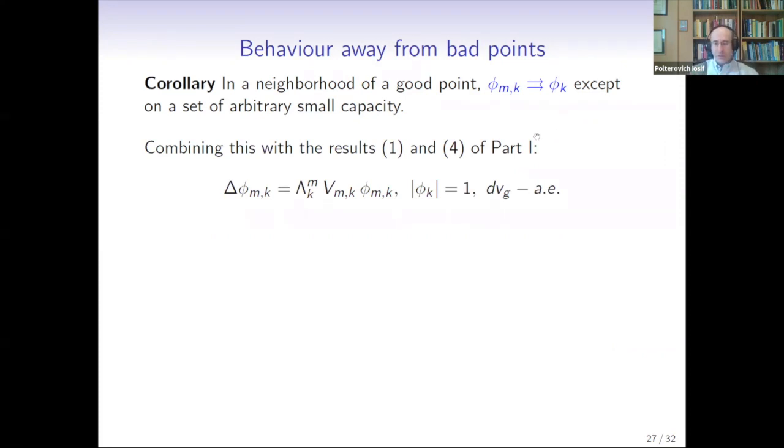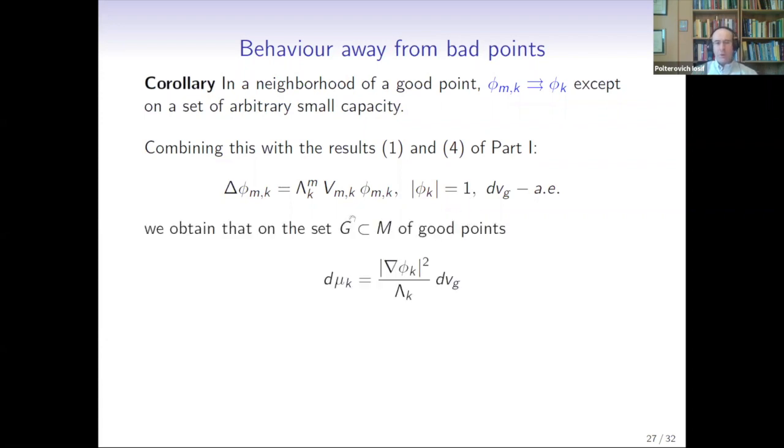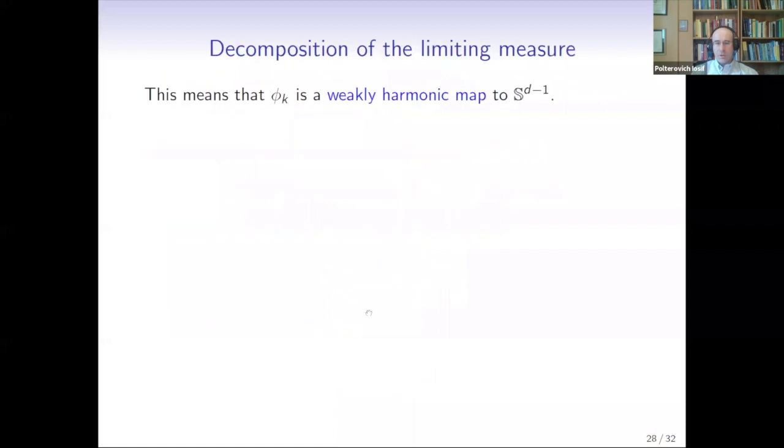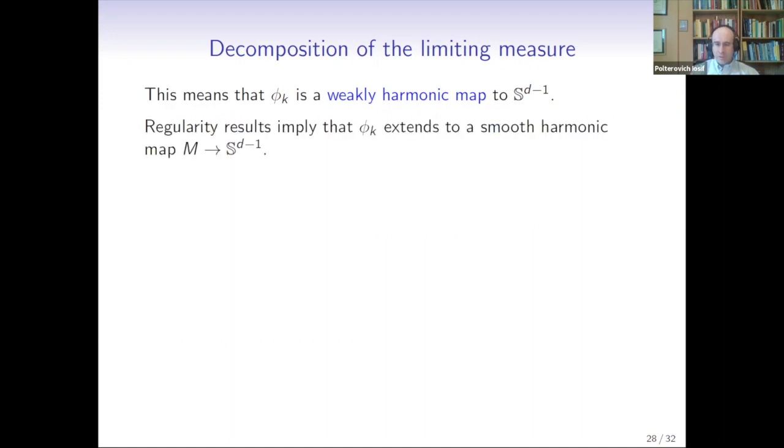And then if you combine those results with the ones that we obtained in the first part of the argument, namely that your functions are solutions of this equation and that their norm is equal to 1, then you get that your limiting measure on the set of good points is given by this formula, and that phi_k is a weak solution of this equation. And this is exactly, as one can observe, just the equation that gives you what is called a weakly harmonic map. So basically, this means that phi_k is a weakly harmonic map to a sphere. And we know from general theory, developed by Sacks-Uhlenbeck and Hélein, that such a map, in fact, extends to a smooth harmonic map to a sphere.